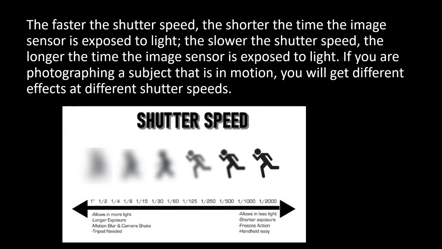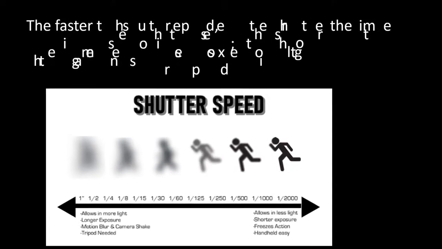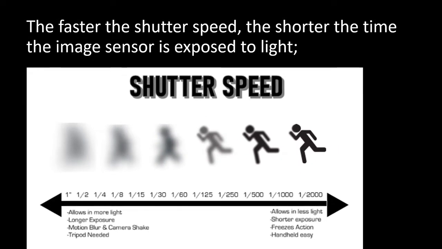How to work with shutter speed. The faster the shutter speed, the shorter the time the image sensor is exposed to light. The slower the shutter speed, the longer the image sensor will be exposed to light. When shooting a moving subject, different effects can be obtained depending on the shutter speed.